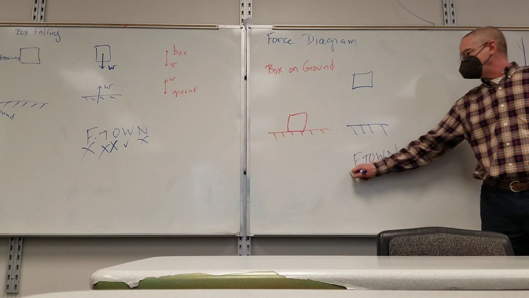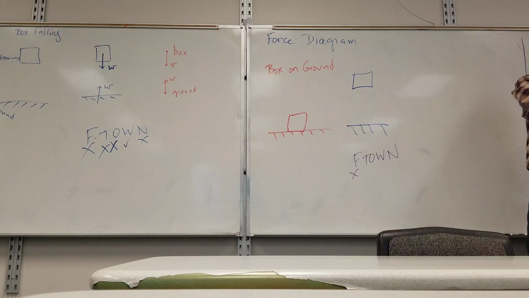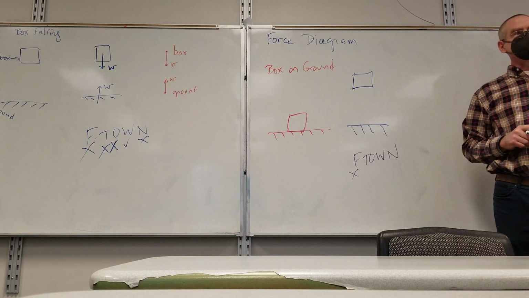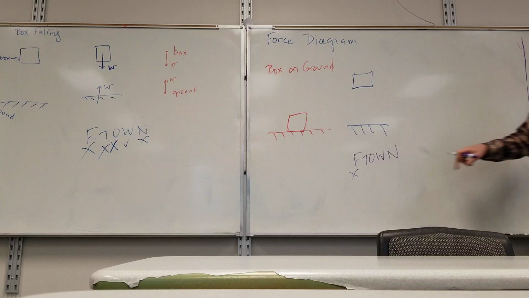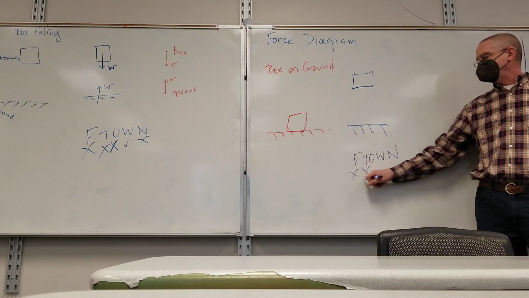All right, so no friction because there's no tilt. The box does not have any desire to slide one way or the other. Or, from the other point of view, the earth doesn't have any desire to slide one way or the other. Tension? No. Nope. Other?